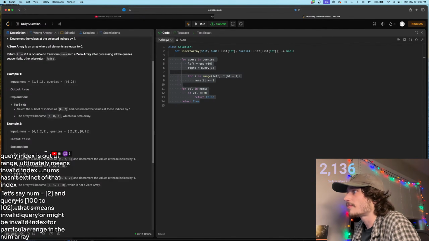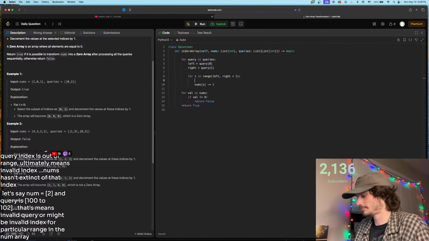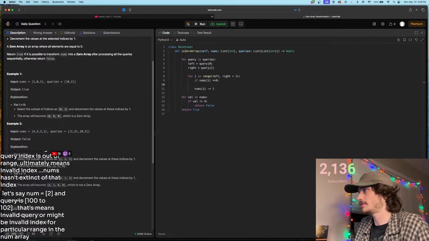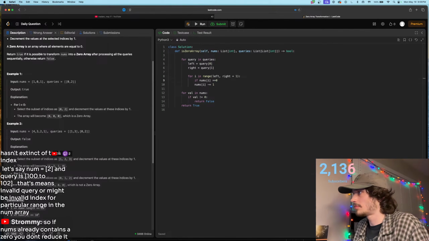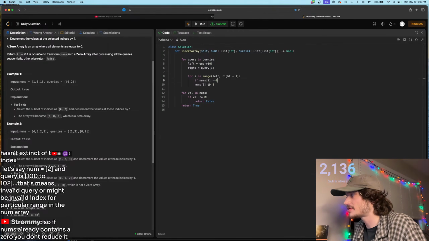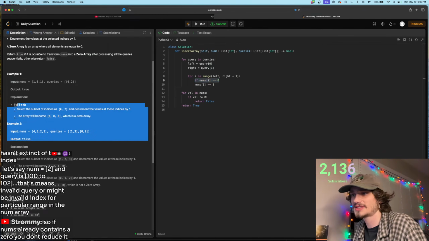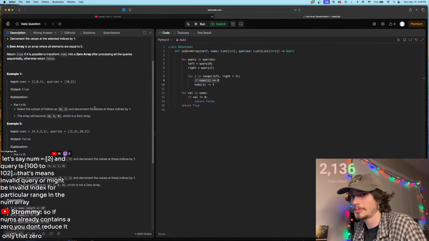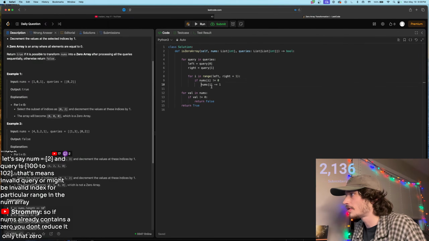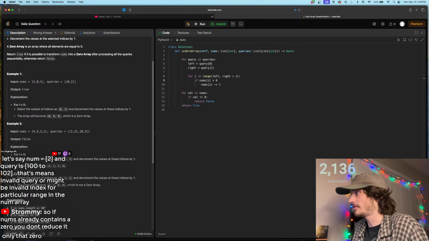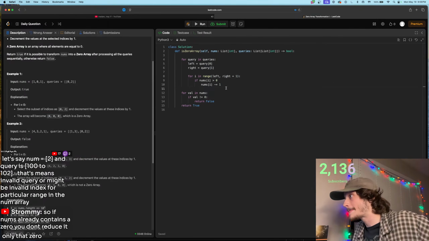so maybe if nums index i is equal to 0, we're going to... Stromy says if nums already contains a 0 you don't reduce it. Yeah, that's exactly what I'm doing here. So if it's already a 0, I guess we don't reduce it, but it's not saying that anywhere in here, which is kind of goofy. Yeah, so if it's not equal to 0, reduce it, or if it's greater than 0, reduce it.